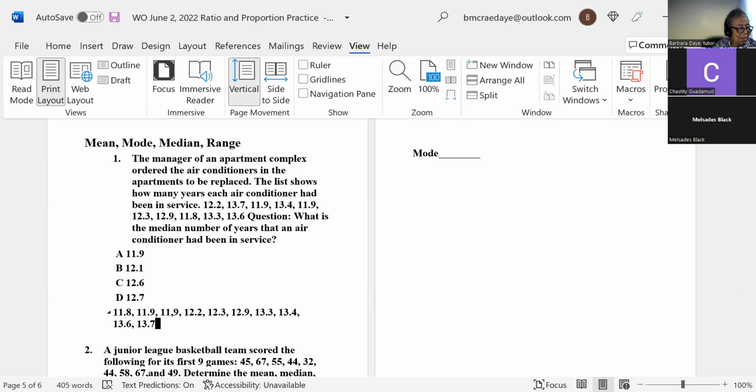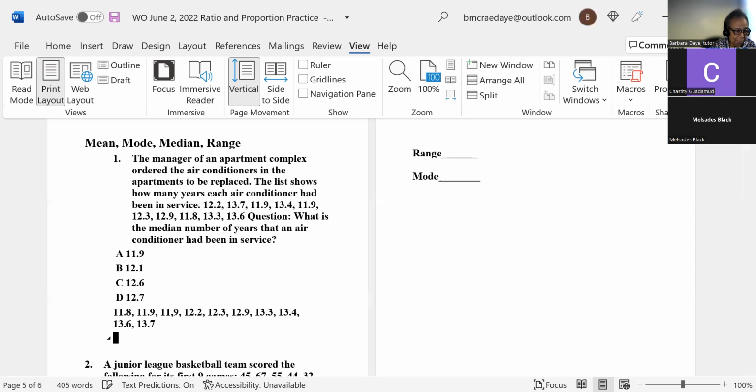That's right. Did we take care of all of them? How many are there? There should be 10 total items showing the years each air conditioner has been in service. So we have 1, 2, 3, 4, 5, 6, 7, 8, 9, 10. Now, we have them in order. What's the second step?